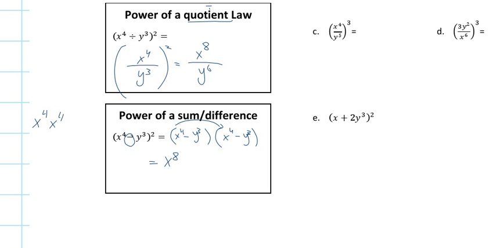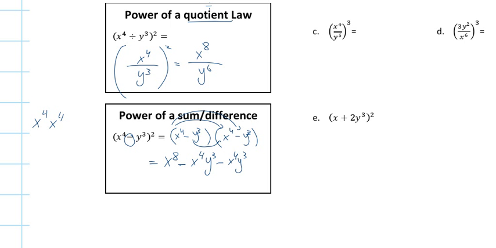Then I have to multiply x to the power of 4 times negative y cubed. So that's going to be negative x to the power of 4 y cubed. In this case, can I simplify? No, I don't have the same base, so I cannot simplify. Now I'm going to have to do the same thing with the y cubed times x to the 4. So that's going to be negative x4 y cubed.